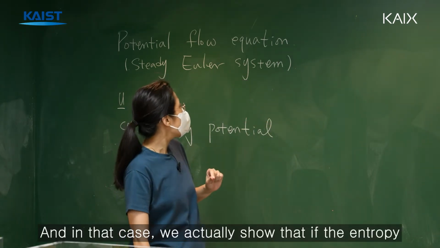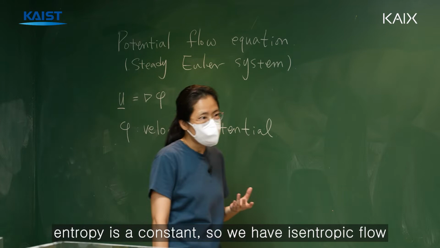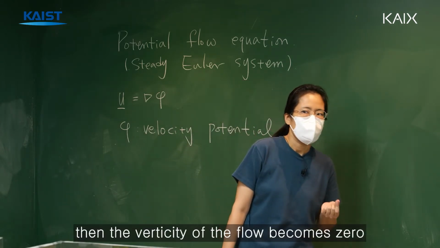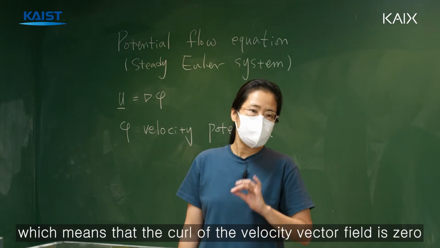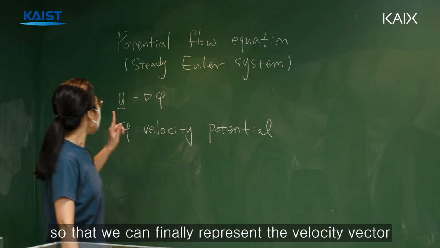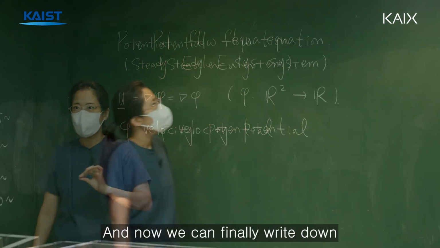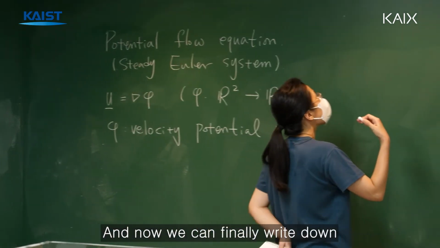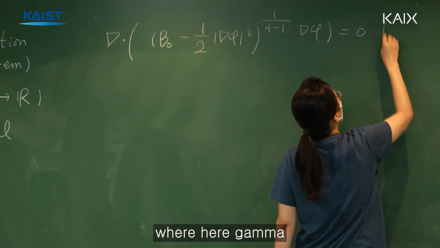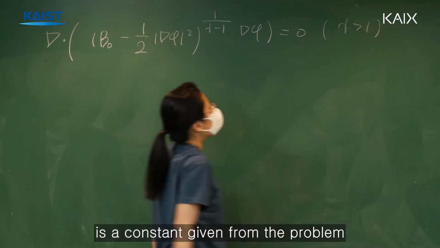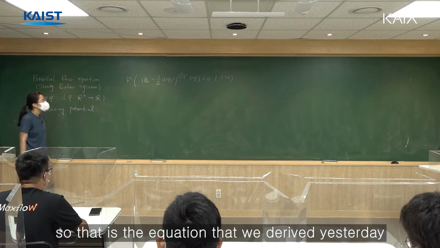And in that case, we actually showed that if the entropy is constant, so we have isentropic flow, then the vorticity of the flow becomes 0, right? Which means that the curl of the velocity vector field is 0, so that we can finally represent the velocity vector as a gradient of a potential function phi, right? And then now we can finally write down the potential flow equation in the following form, where gamma is a constant given from the problem. Physically it is called the adiabatic exponent. So that is the equation that we derived yesterday.